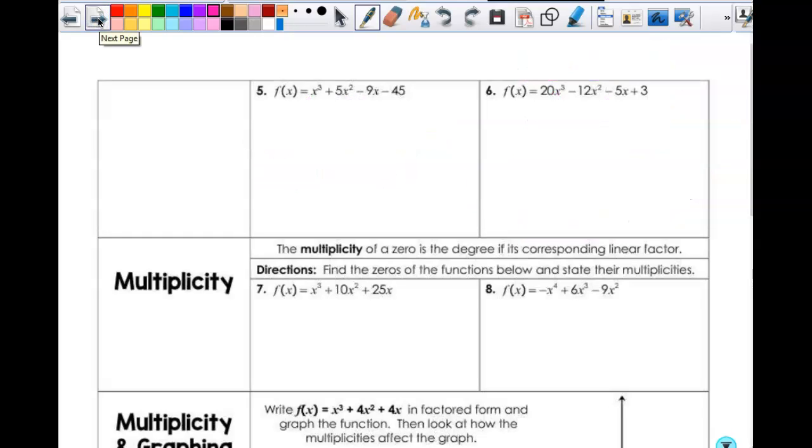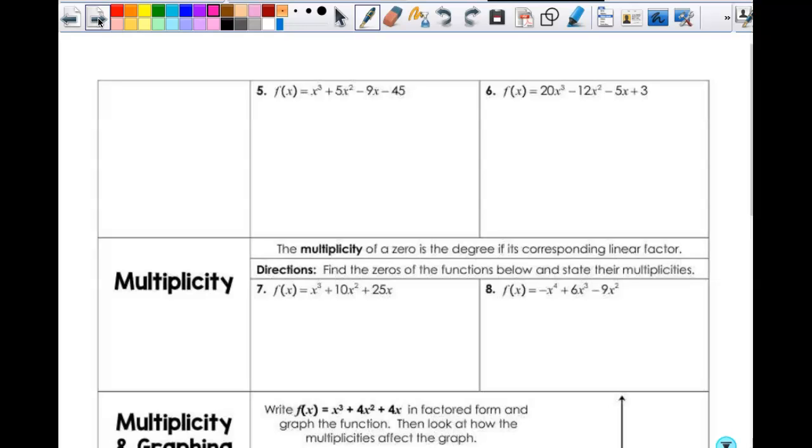So on the back here, let's see, which ones do I want to do? We're going to do number 6. All right, so number 6 is a cubic. Is there a GCF? No. And is it the sum or difference of cubes? No. Which means I have to do something else, which is what?